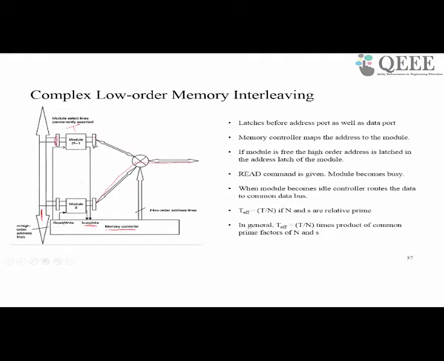So in this manner, as long as the addresses get mapped onto different modules, parallel access can be made possible using this complex low order memory interleaving. And in particular, it can be shown that if n, the number of memory modules, and s, the skip distance, are relatively prime, then the effective access time is t by n.